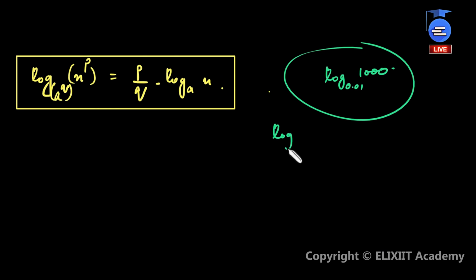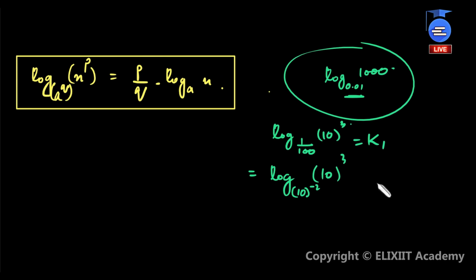Suppose I consider log 1000 base 0.01. Let us write 0.01 as 1 upon 100, and write 1000 as 10 cube. What is 10 cube? 10 cube is 1000. And 1 upon 100 is 10 to the power minus 2. So we have 10 to the power minus 2 as the base, and the component is 10 to the power 3.